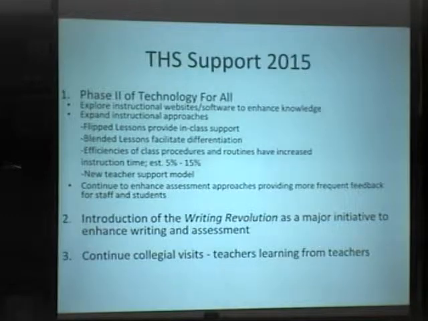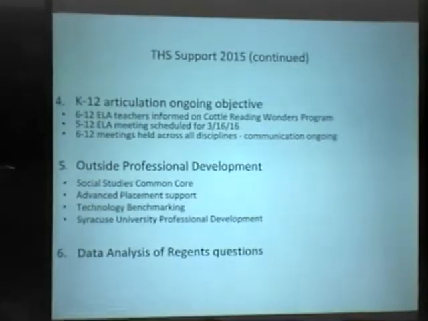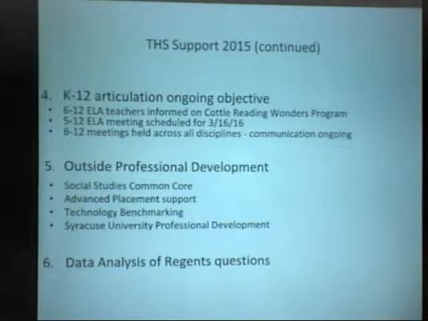Collegial visits, teachers learning from teachers. Dr. McDonald alluded to this, basically K-12 articulation. 6-12 teachers have met on the Cottle Reading Wonders program. We're having a meeting with the 5th grade through 12 teachers on ELA on March 16th. And basically, we've had 6 through 12 meetings across all disciplines. Communication is ongoing. Outside professional development, social studies, Common Core, teachers have gone out to learn more about that.